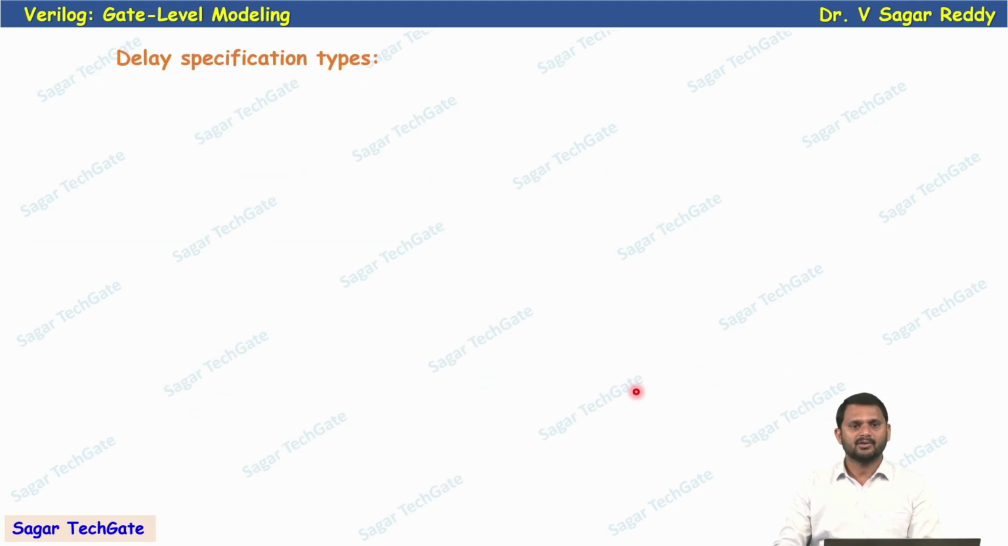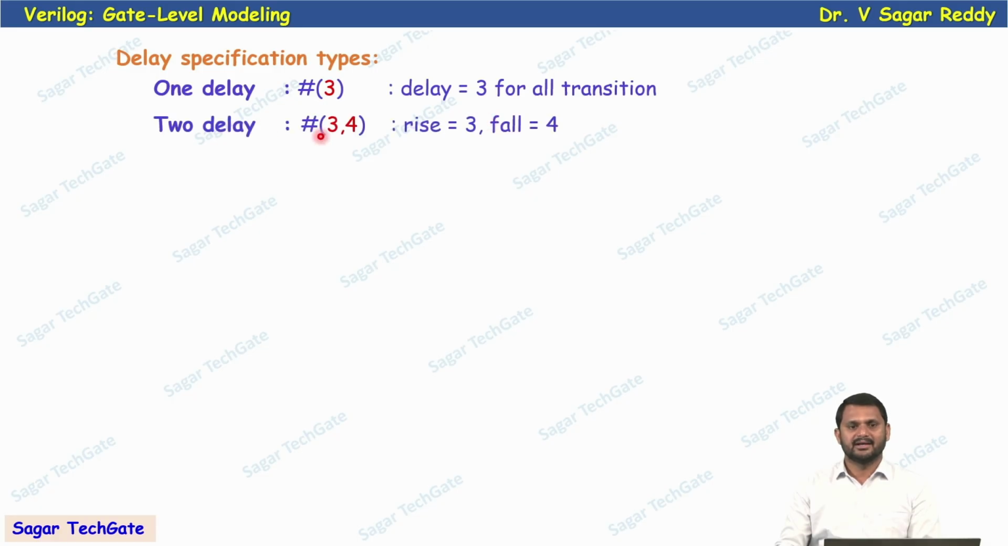So, delay specification time. How many ways can we specify the delays? We can specify 1 delay, 2 delays, or 3 delays: rise delay, fall delay, and turn off delay. First, if I specify only 1 delay, #3, then delay 3 applies to all transitions. So all 3 transitions follow this delay 3. Now for 2 delays, #3, 4: the rise delay is 3 and the fall delay is 4.